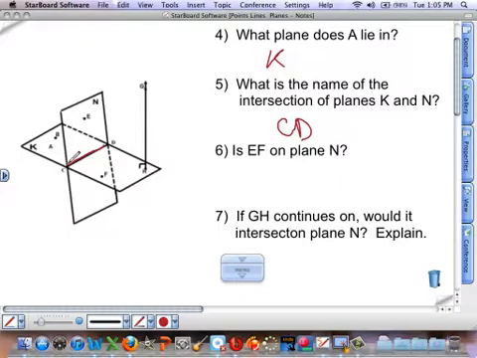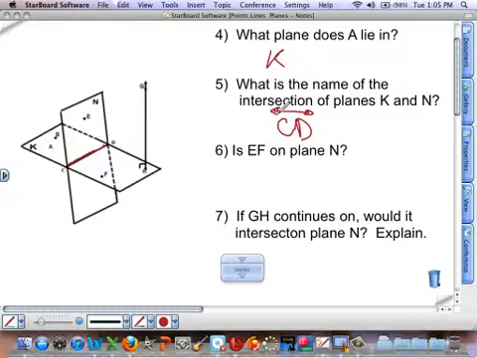Okay, intersect two lines, get a point. Intersect two planes, get a line. So that should be line CD. Because even though our planes here are stopping, you remember theoretically these are things that go out infinitely. So that would be line CD.